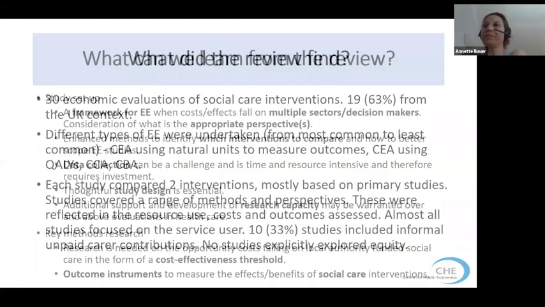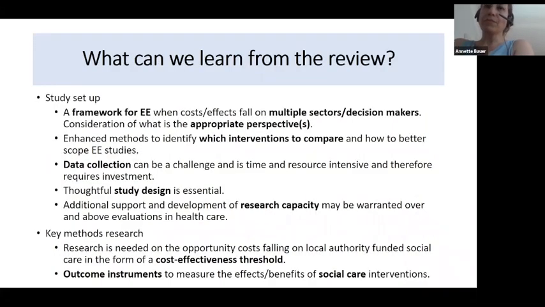So what did we learn from this scoping study? Well, I divide this into considering the study setup, but also the key methods. In fact, though, my first bullet relates to the study setup, but also to methods. It's an essential part of setting up any economic evaluation to consider the framework for the economic evaluation.